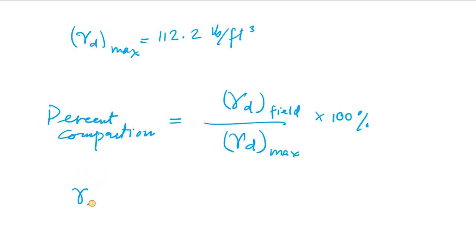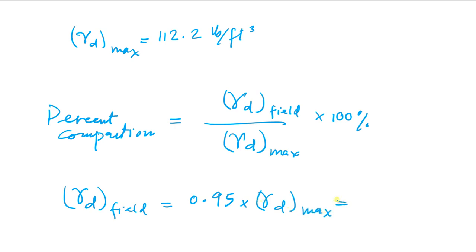So what gamma d are we going to achieve in the field? Gamma d field is going to be equal to 0.95, 95% means 0.95 times gamma d maximum, and gamma d maximum is 112.2. So 112.2 times 0.95 is going to be 106.6, or I can round off to 107 pounds per cubic foot. So we will try to achieve 107 pounds per cubic foot in the field.